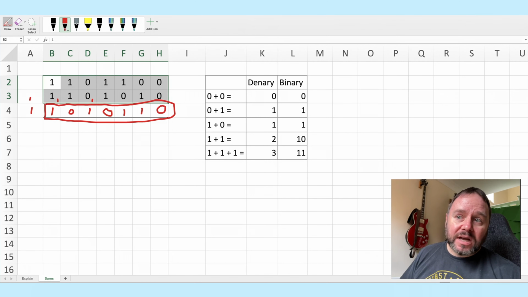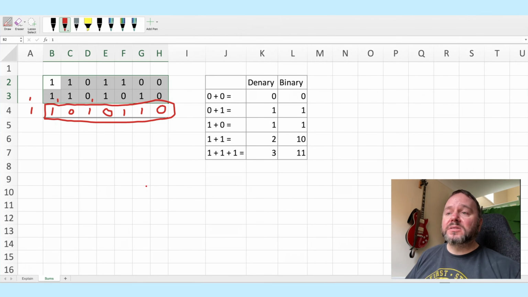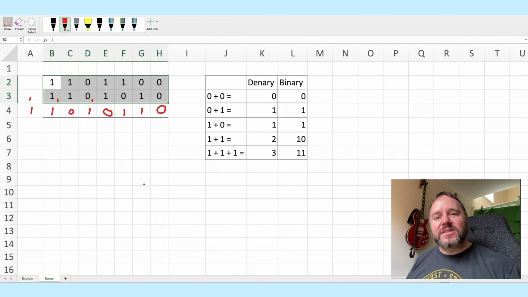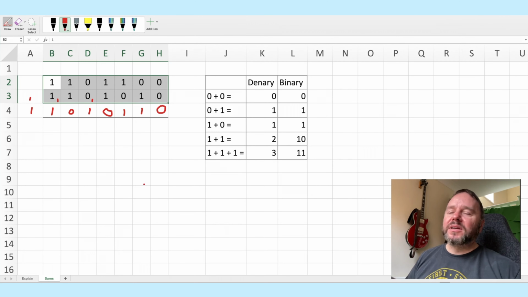Okay, so keep an eye on that, because you are going to lose marks if you do not write it out in the correct number of bits. And that's all there is to it when it comes to adding binary numbers. It's as easy as 1, 2, 3 in a bit.